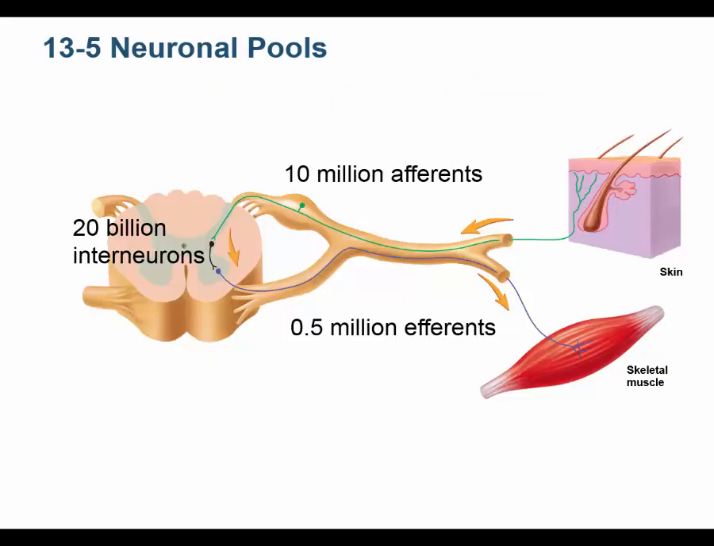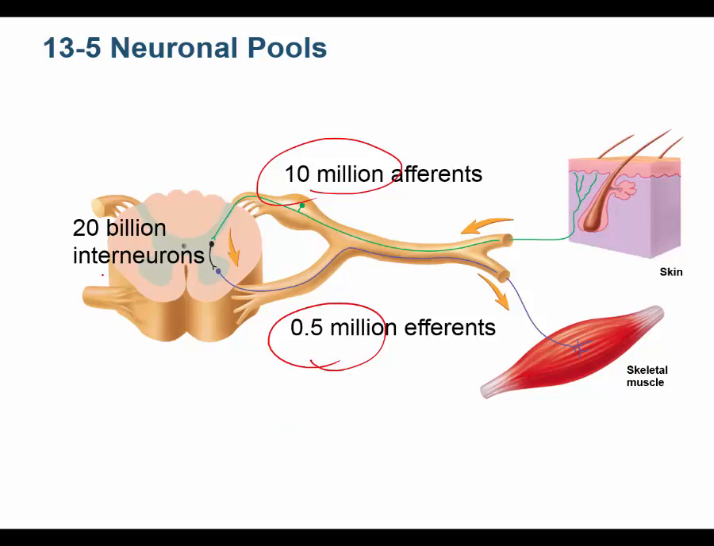Okay, big topic in this section. The neuronal pools. These are pools of interneurons we're going to be talking about. So let me remind you about something. You only have about 10 million sensory neurons. I say only, that's a lot of neurons, but it really is a little bit compared to interneurons. You only have about 500,000 motor neurons. So you got 10 million sensory and 500,000 motor neurons.